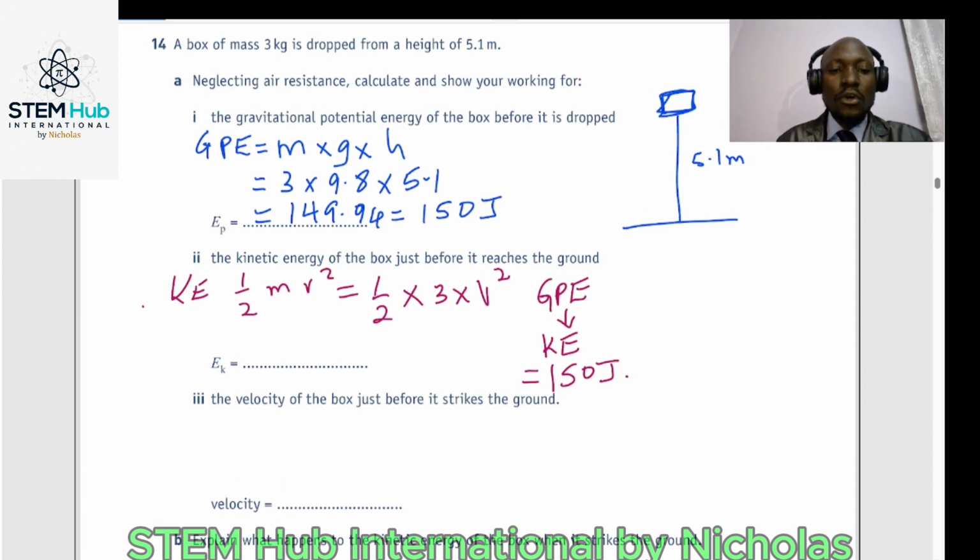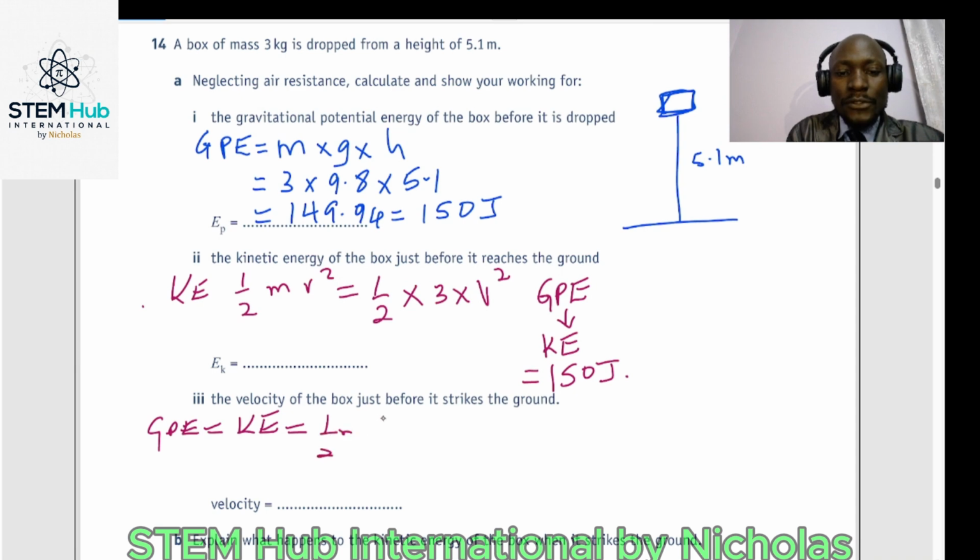Part 3, the velocity of the box just before it strikes the ground. This is where most students get confused on how to convert, how to relate. Remember, as we've said above, the gravitational potential energy is converted to kinetic energy. Therefore, we ask ourselves, kinetic energy is a half mv squared, and already we have found it to be 150 joules. We know the mass, so this is going to be a half times mass, which is 3, times v squared is equal to 150.